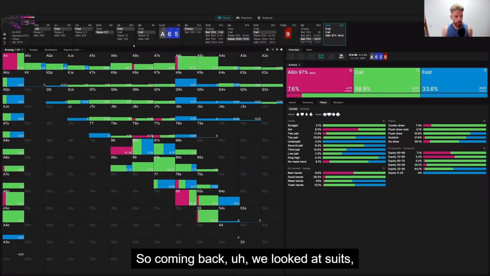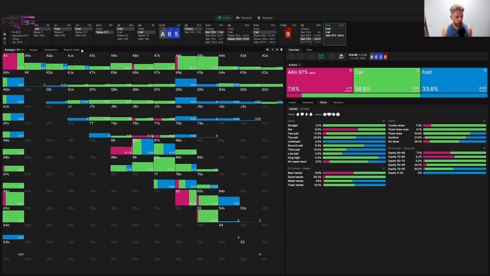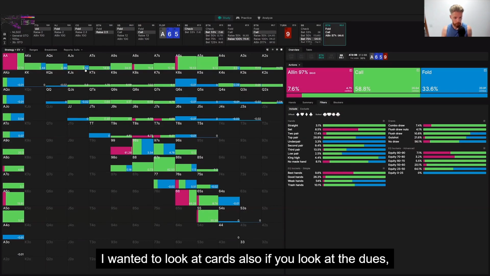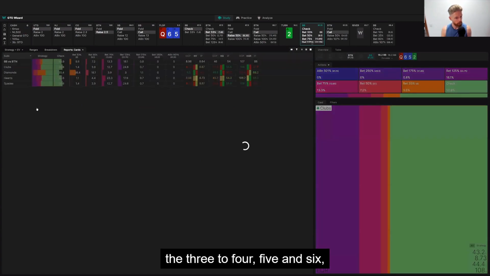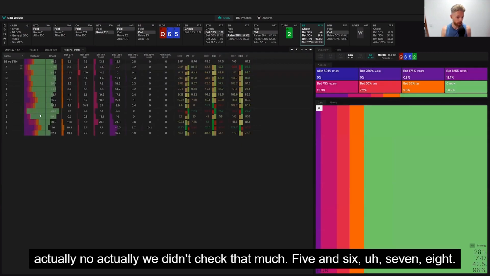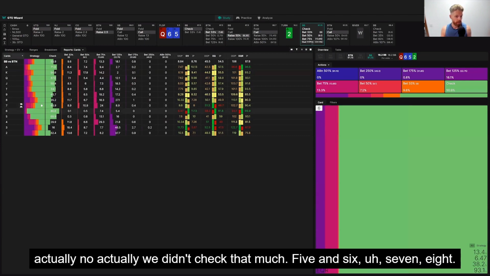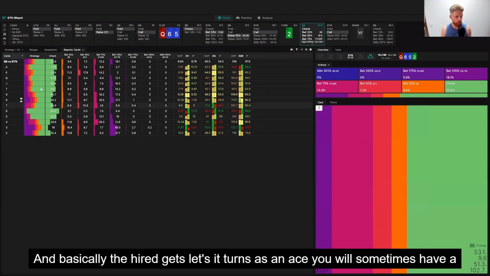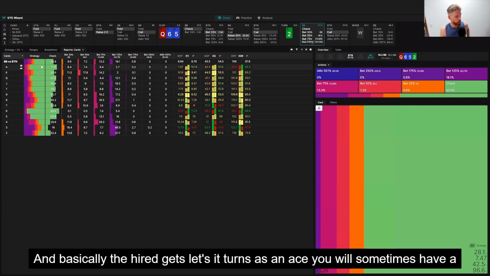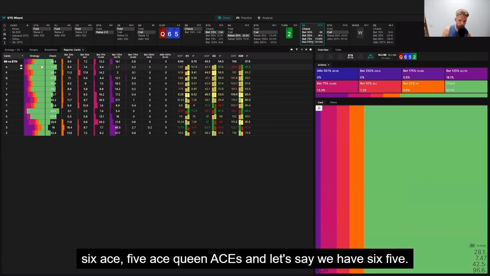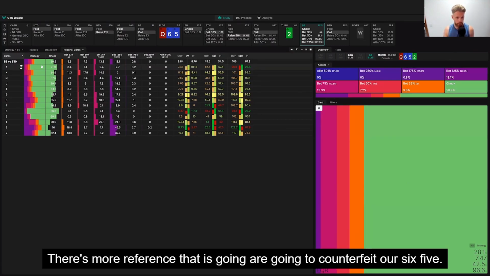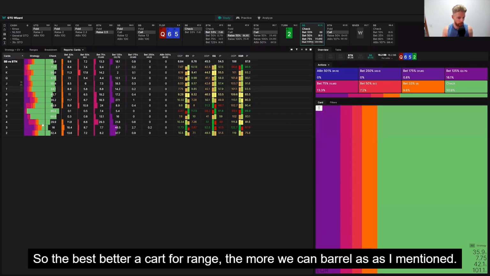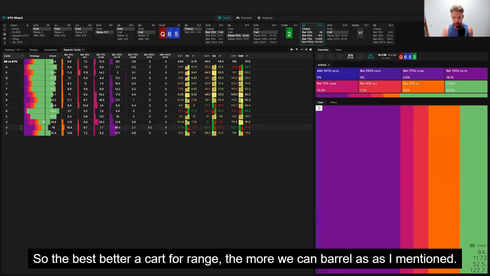So coming back, we looked at suits. I wanted to look at cards. Also, if you look at the deuce, the 3, the 4, 5 and the 6, actually, no, we didn't check raise that much. 5 and 6, 7, 8. These are all very good cards for us. And basically, the higher it gets, let's say turn is an ace. He will sometimes have ace 6, ace 5, ace queen, aces. And let's say we have 6, 5. Yeah, then the ace is not very good. There's more rivers that are going to counterfeit our 6, 5. So the better a card for a range, the more we can barrel, as I mentioned.